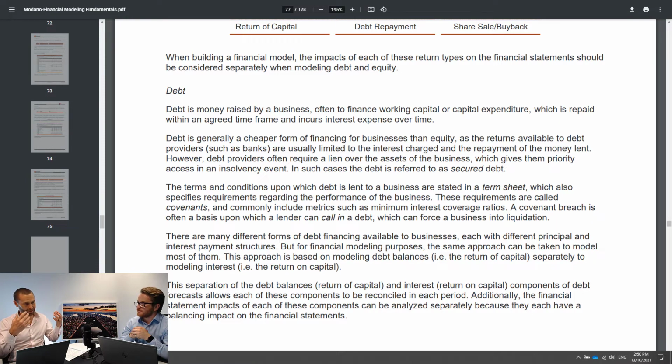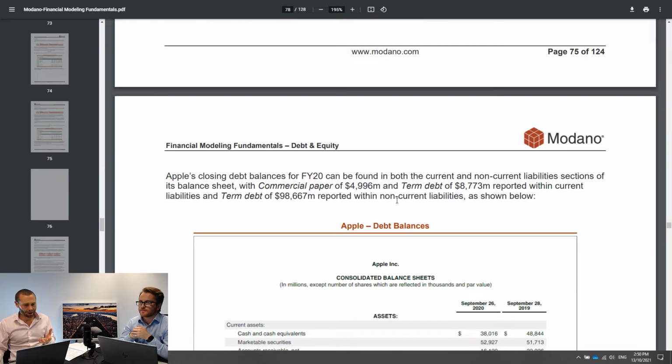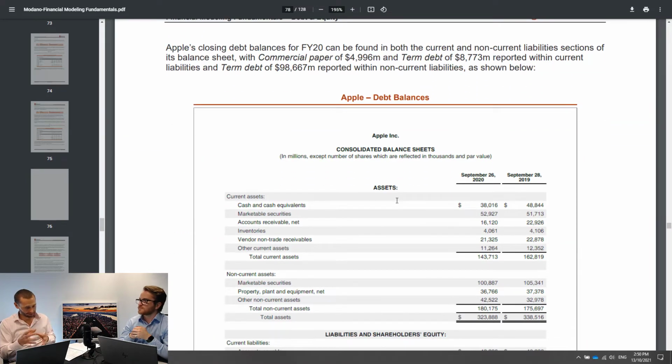The term sheet just says basically, if you don't achieve certain good targets, we're going to force you into insolvency, or we're going to claw back more equity, or we're going to force you to pay back some of the debt. Okay, so basically with debt, the return of capital is paying back the debt as a business, and the return on capital is the interest. Now, the way you actually want to model is you want to model those two things separately, which is what we're going to do today. So let's start with looking at debt balances.